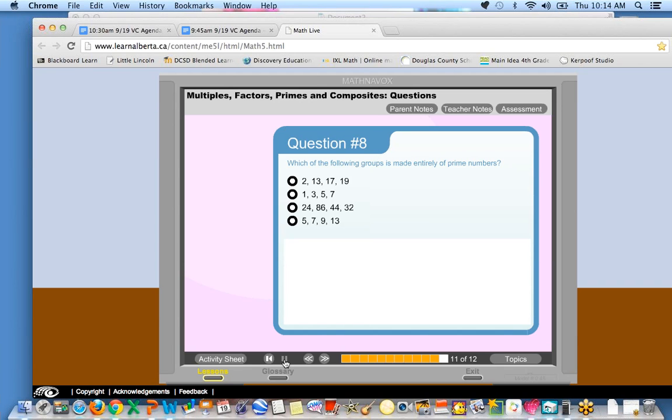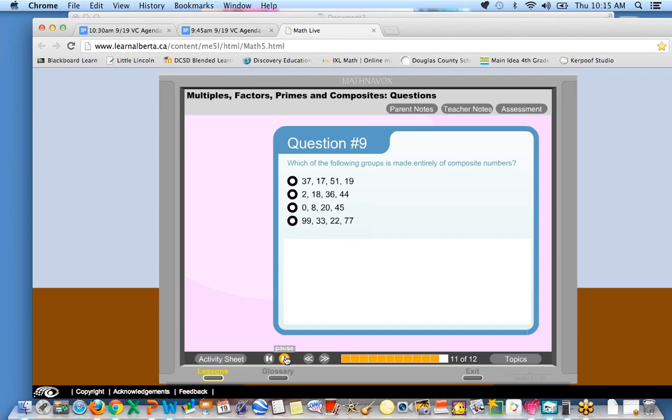Be careful, Tristan. I think that 1 is not considered a prime or composite number. So 1 is like an exception. So look again. I think the best answer would be A. All right, those are prime numbers. So again, just remember that 0 and 1 are not considered prime or composite, okay?